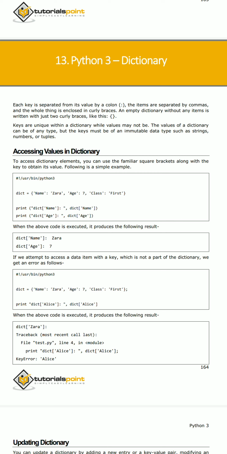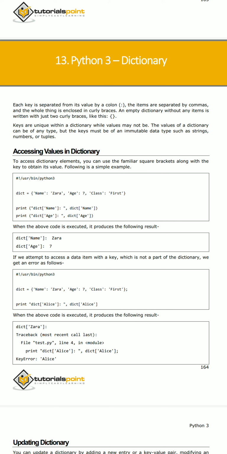So today's topic is dictionaries. What is meant by a dictionary? Here each key is separated from its value by a colon, the items are separated by commas, and the whole thing is enclosed in curly braces. This is the definition of a dictionary.